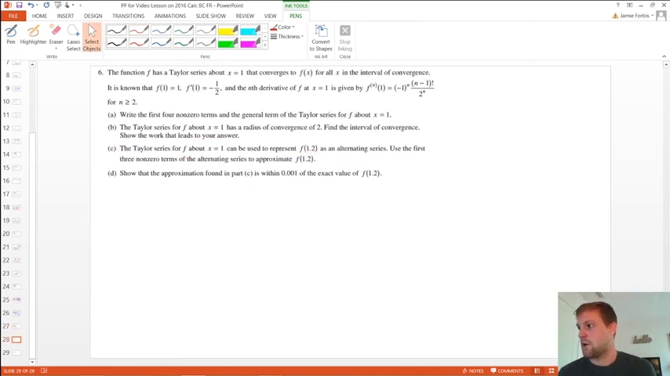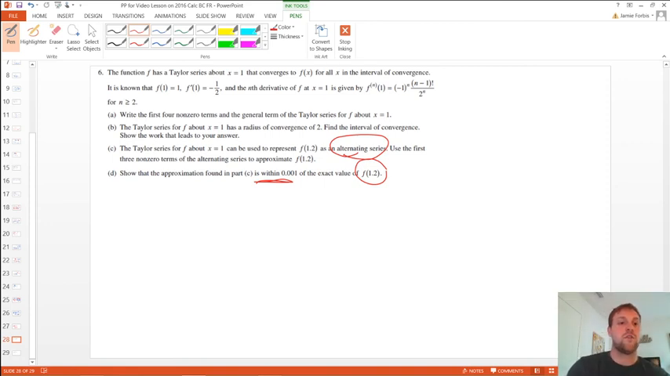And then lastly, D. I'm running over 30 minutes, so I'll try to keep this one short. It's not too bad. Show that the approximation found in part C is within 0.001 of the exact value of f of 1.2. Now, because this is an alternating series, how I show the error between my approximation and the actual value is based off of this. Remember how it works. The sum minus the partial sum is less than the next term in the sequence.